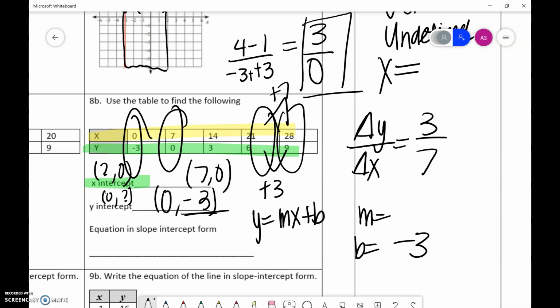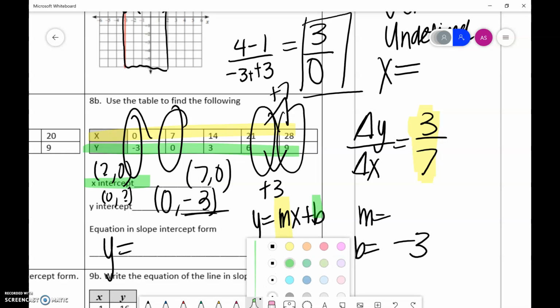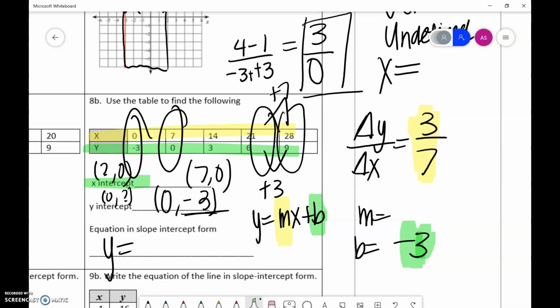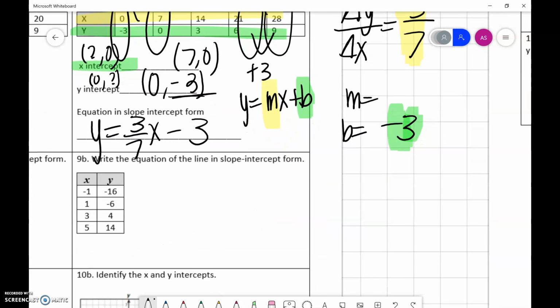So now that I have my slope, what I'm going to do now is I'm going to write my equation. So I'm just going to plug in everything. Here's my slope. That's going to go here. My y-intercept will go there. Okay. So my equation is going to be y equals 3 over 7 x minus 3. Okay, and that's it. All right, let's move on.